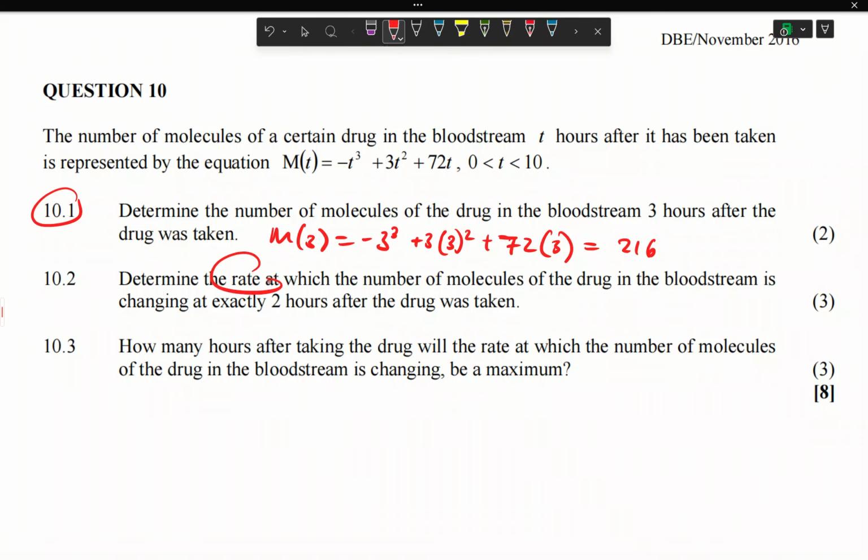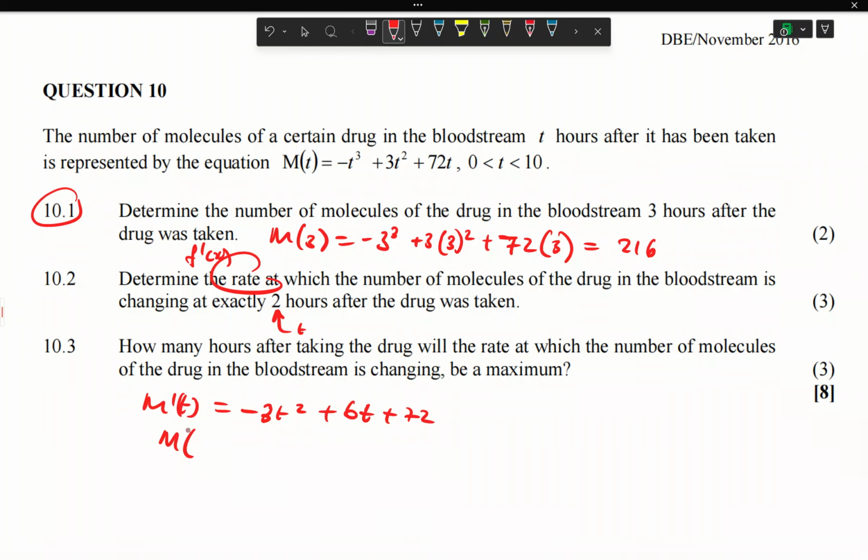And now this is determine the rate. Guys, whenever you hear the word rate, or whenever you see this word rate, think of the first derivative. Understand? So the rate at which the number of molecules of the drug in the stream is changing. So now they're giving what? The t. So let's take the first derivative then. So the first derivative, I'm using the power rule: negative 3 t squared plus 6 t plus 72.